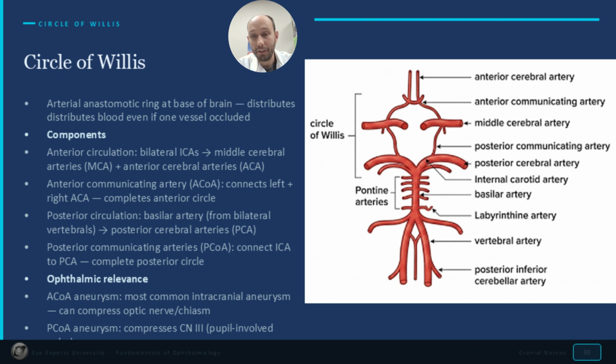The circle of Willis is very important, and the main thing to remember is the eye stuff is mostly anterior, but if you look, there's still blood supply to the pons, the entire brainstem, so all of it really is important. The posterior communicating artery is the one that connects the middle cerebral and the posterior cerebral arteries. That is the site for the posterior communicating artery aneurysm, which has a tendency to pinch cranial nerve 3. But the anterior communicating artery is actually the most common site of intracranial aneurysms of the circle of Willis, which can push on the optic nerve.